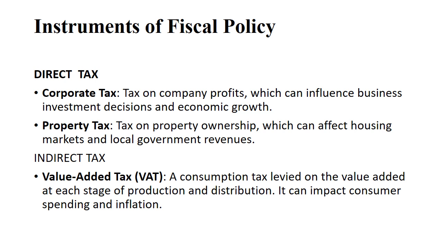So under the direct tax, corporate tax is levied on the company's profit. Property tax is on the property ownership. Indirect tax talks about the value added tax. This is levied on each stage of production and distribution of the product.